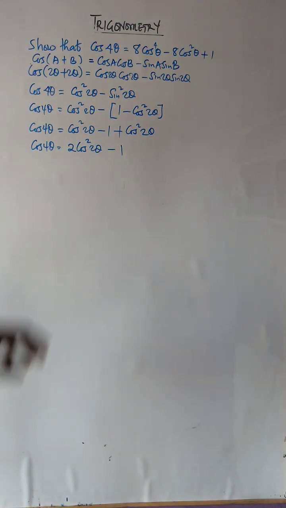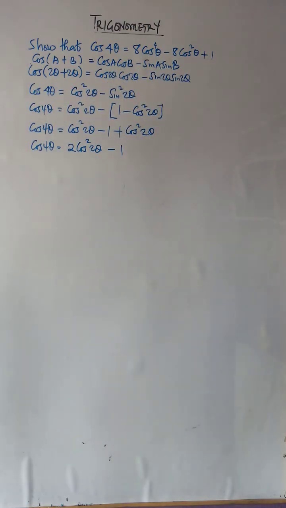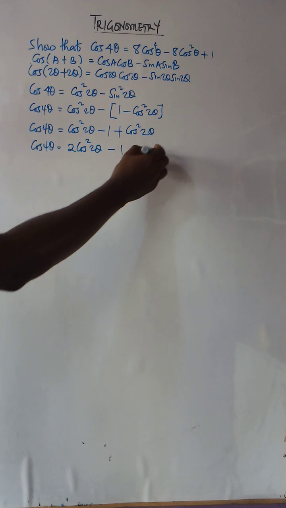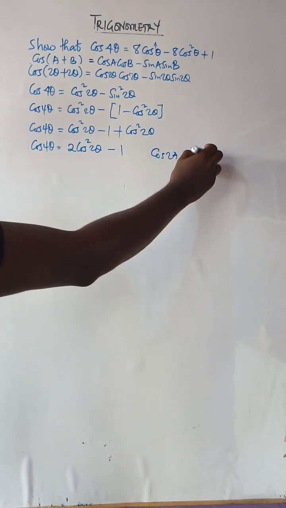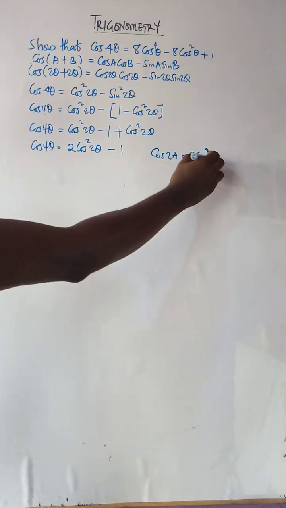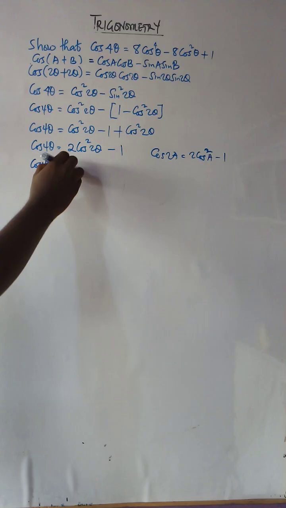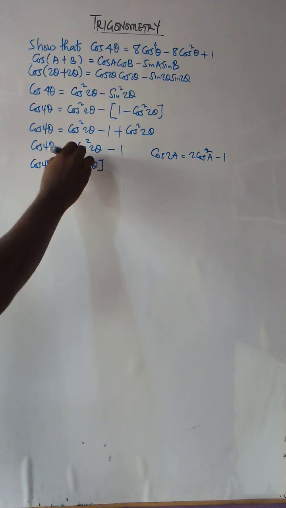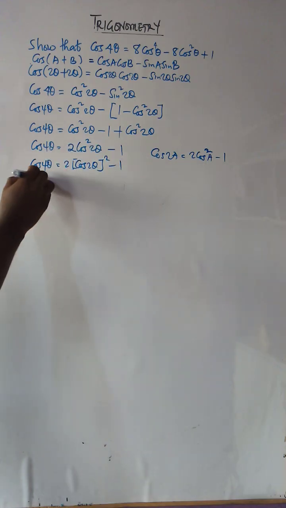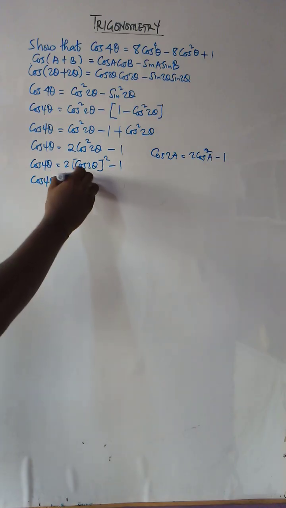What else? Our answer has only cos theta, so we have to replace cos 2 theta. And what is cos 2 theta? Recall that cos 2a is what? cos 2a equals 2 cos square a minus 1. So from here, it means cos square theta will be the same thing as cos 2 theta all squared, minus 1. Same thing. Our aim is to replace this cos theta with this identity.